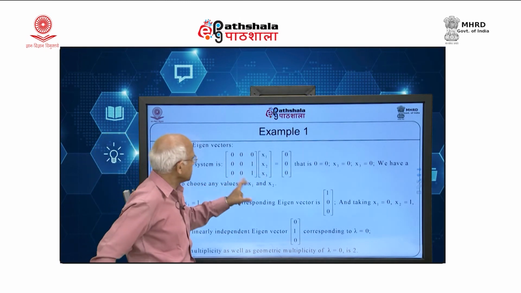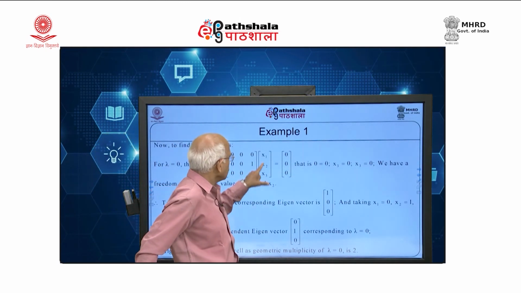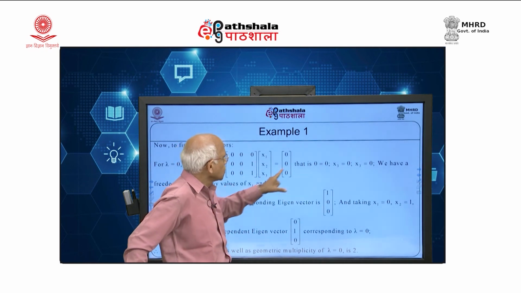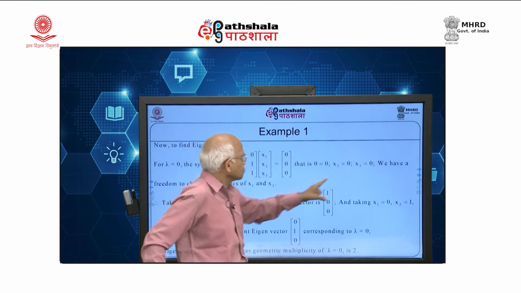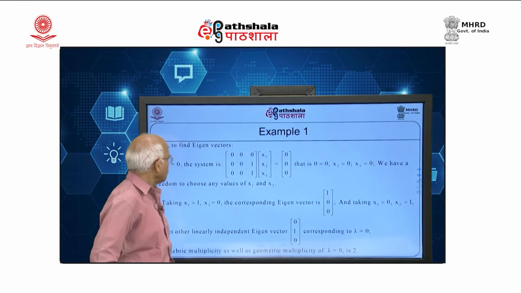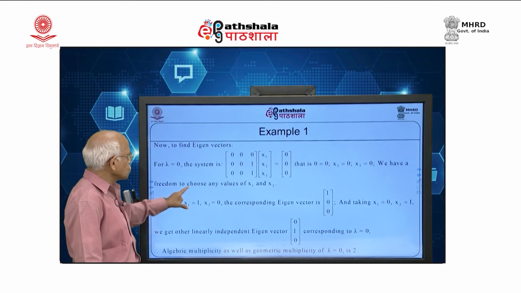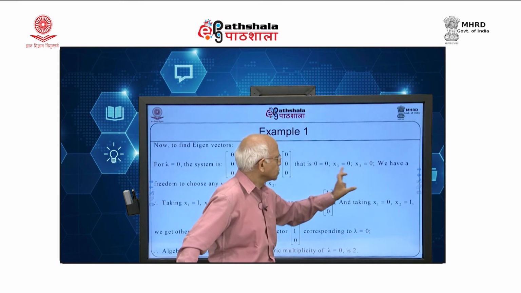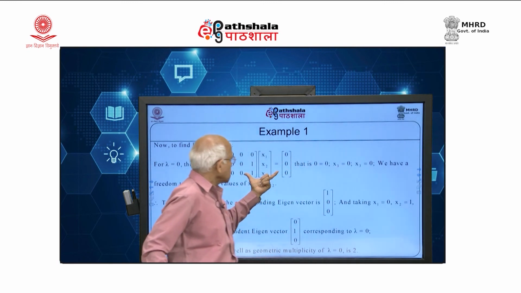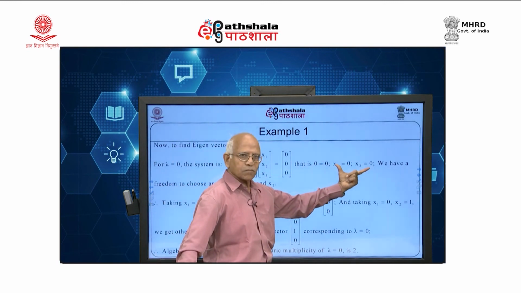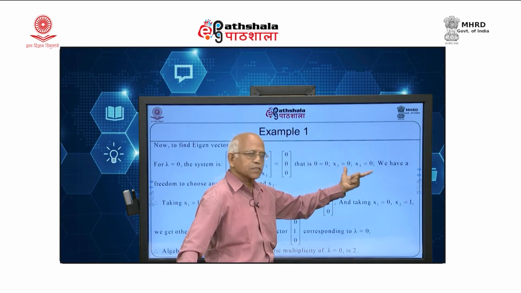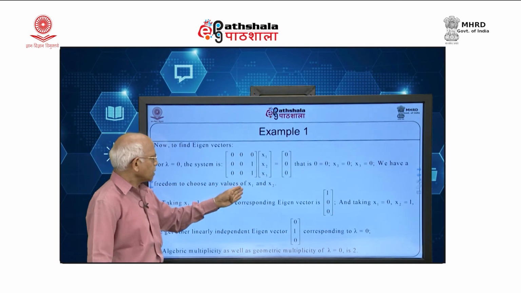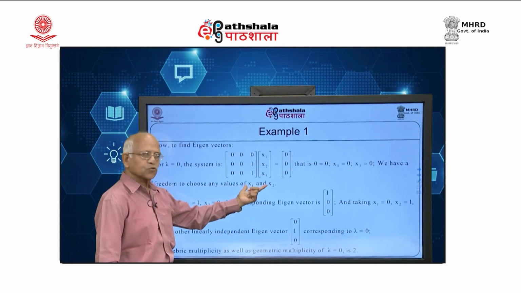When I express this, the first equation will not give me anything, only an identity, and then this will give me x 2 equal to 0, and the third equation will give me x 3 equal to 0. So, we have the freedom to choose values of x 1 and x 2. Both these equations are giving me x 3 equal to 0. So, this system has only one valid equation, and that is x 3 equal to 0. Therefore, I have a choice of selecting any values for x 1 and x 2.